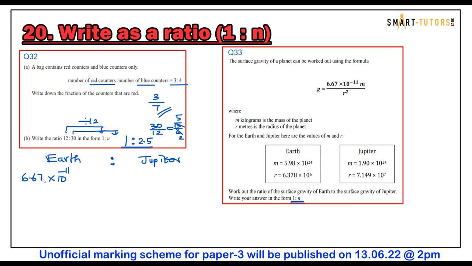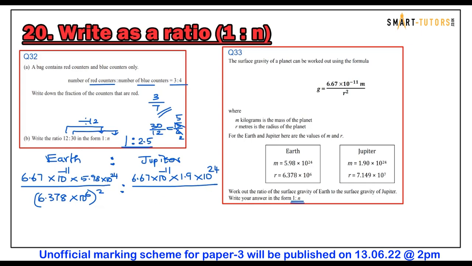6.67 times 10 to the power minus 11 is the number in front, times Earth's mass, which is 5.98 times 10 to the power 24, over the radius of the Earth, which is 6.378 times 10 to the power 6, squared. The ratio to Jupiter is going to be the same number, 6.67 times 10 to the power minus 11 times 1.9 times 10 to the power 24 over 7.149 times 10 to the power 7, whole thing squared.